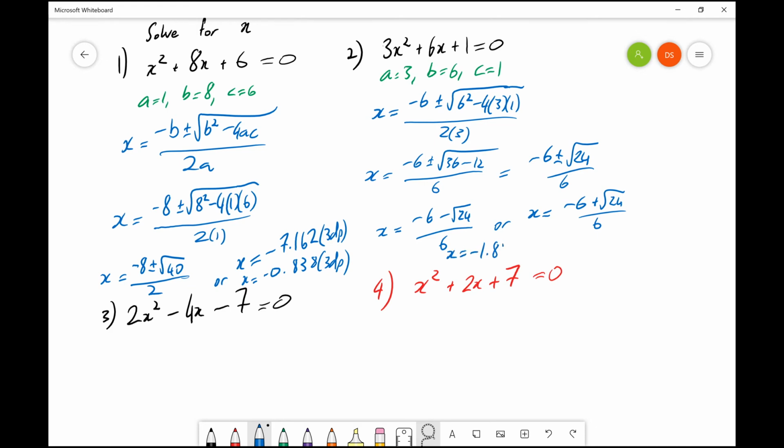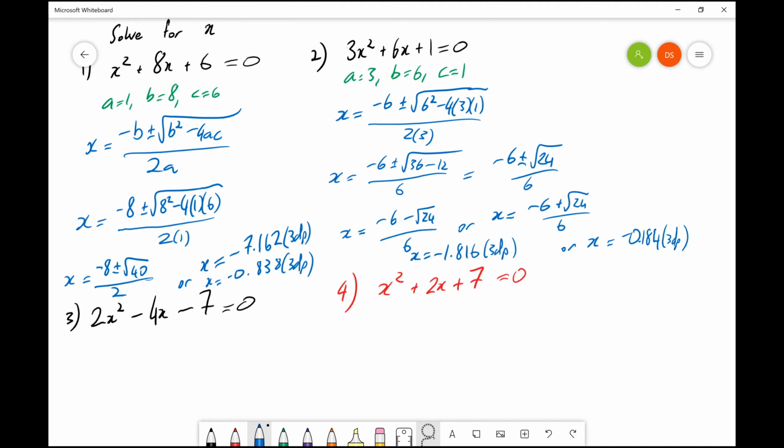Negative 0.8, no, so negative 1.816 to 3dp, and the other one is, or x equals negative 0.184, once again 3dp. Just check the fact that I'm rounding, and because I'm rounding, my numbers are going to be slightly different to the exact number from the calculator. Okay, but this is how I do this.